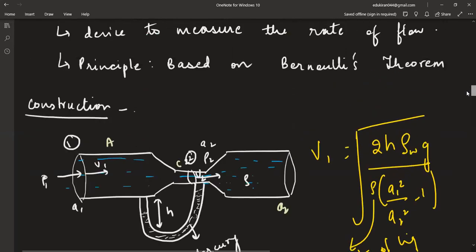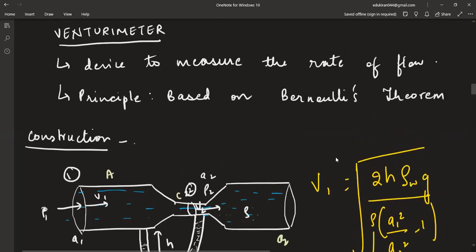Just quickly write down this Venturimeter part. Then we'll be starting with the next lesson in the next class.